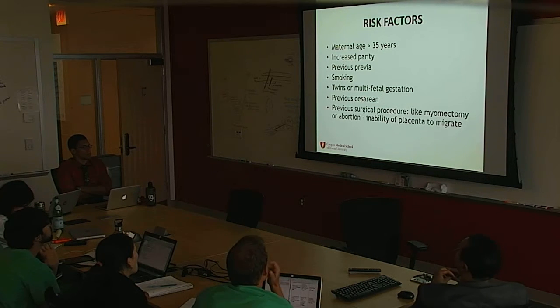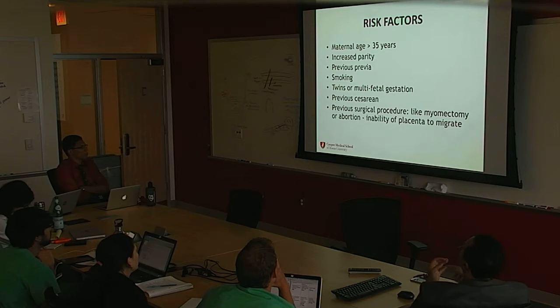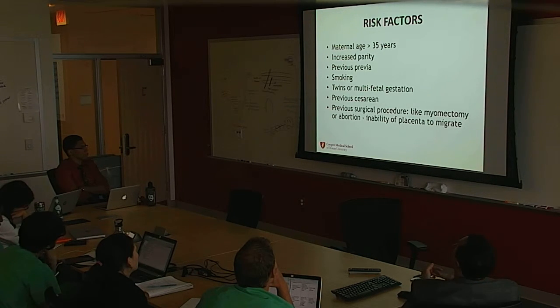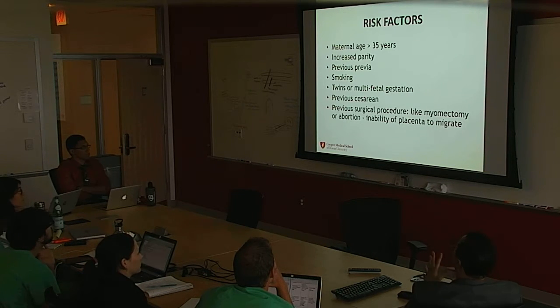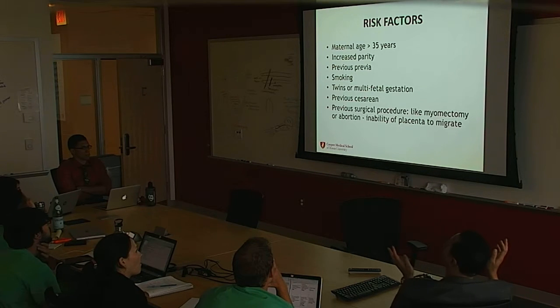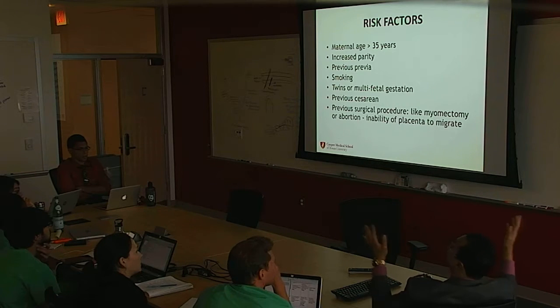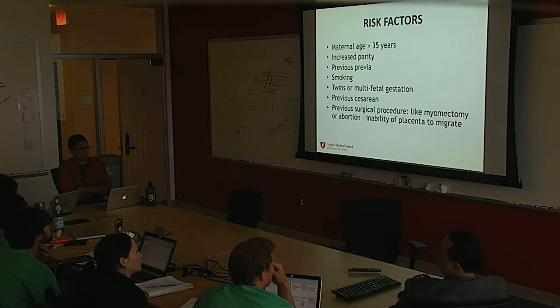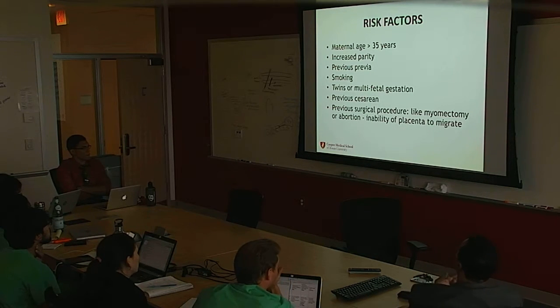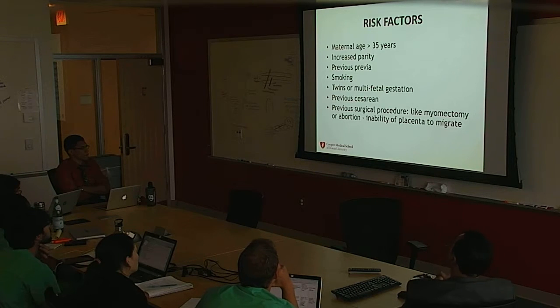What are the risk factors for placenta previa? Maternal age over 35, multiparity, previous previa, smoking, twins or multifetal gestation. Why do you think twins or multifetal gestation will increase the risk of placenta previa? It's larger. Because there are two fetuses, there may be more placenta in the lower uterine segment.